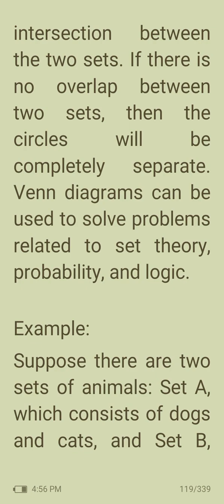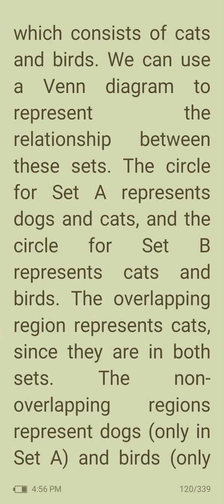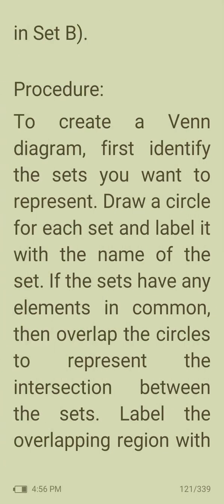Suppose there are two sets of animals, set A which consists of dogs and cats, and set B which consists of cats and birds. We can use a Venn diagram to represent the relationship between the sets. The circle for set A represents dogs and cats, and the circle for set B represents cats and birds. The overlapping region represents cats since they are in both sets. The non-overlapping regions represent dogs only in set A and birds only in set B.